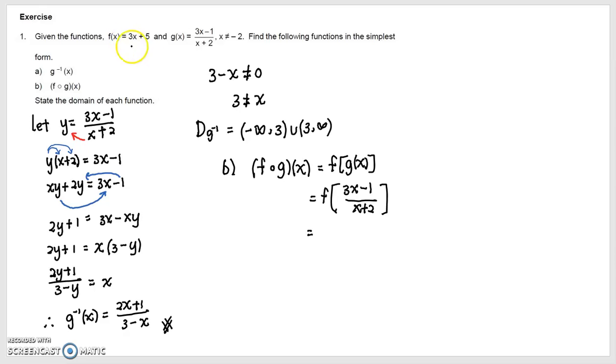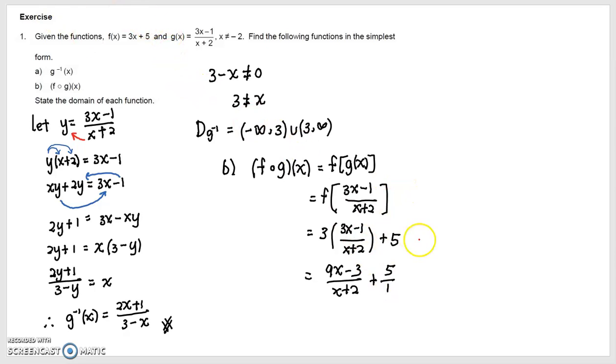So this is the function of f. Where we're going to substitute is, we substitute in x. So kita akan gantikan pecahan ni ke dalam fungsi f(x). Di mana kita akan ganti kat tempat x ni. So next step, it will become 3 in the bracket (3x minus 1 over x plus 2) plus 5. So from here, I should have 9x minus 3 over x plus 2 plus, so 5, I can change to 5 over 1.